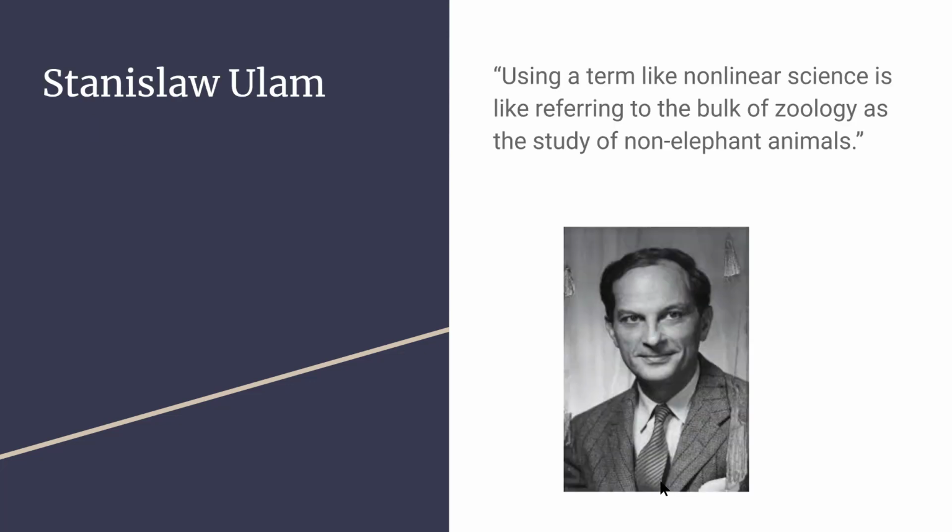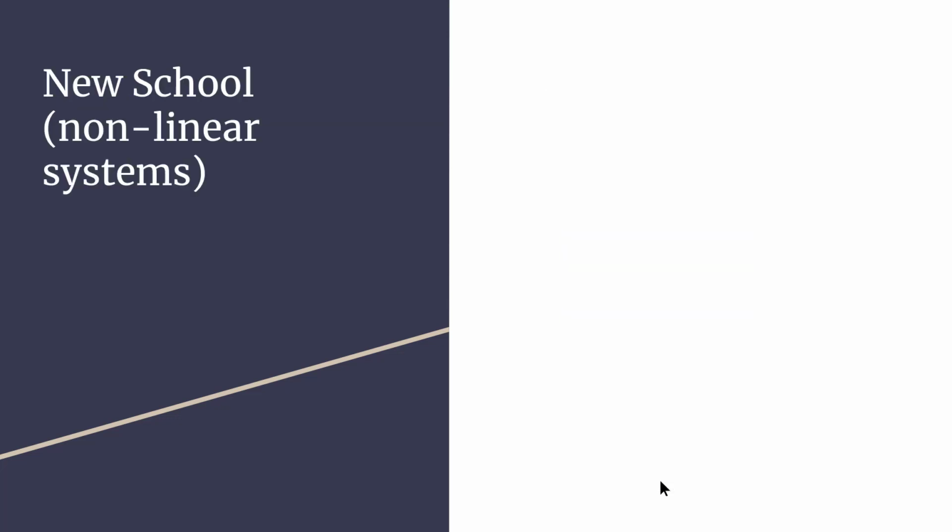And so what we've discovered is that thinking of the world as a linear system is probably not ideal if what we want to do is increase organizational agility. Stanislaw Ulam, one of the great mathematicians of the 20th century, said, using a term like nonlinear science is like referring to the bulk of zoology as the study of non-elephant animals. So what we've discovered in the Agile community is that treating an organization as a linear system is an error. So let's talk now about the new school way of thinking and viewing an organization as a nonlinear system.